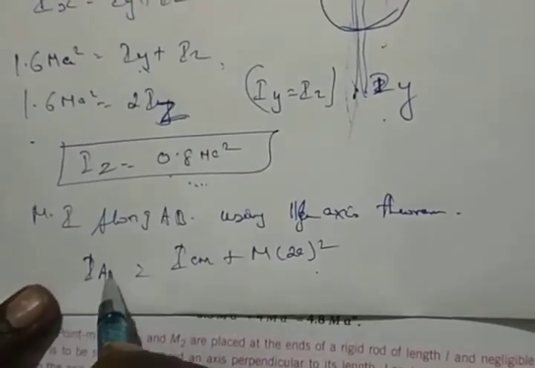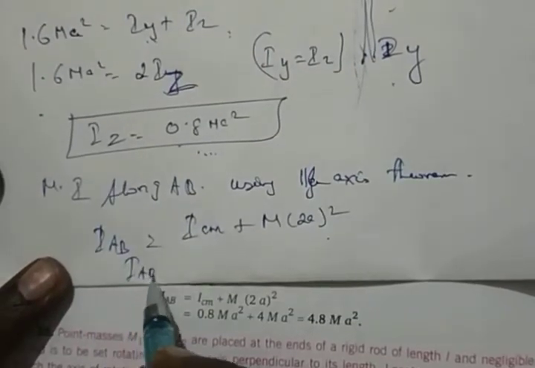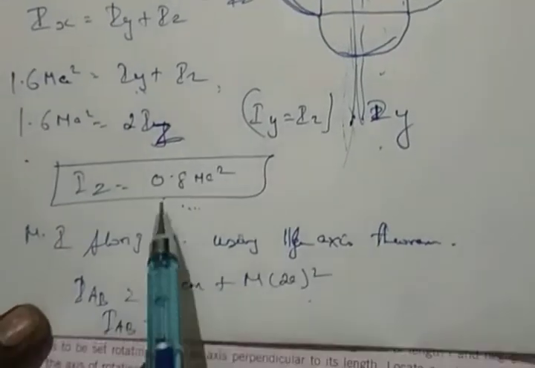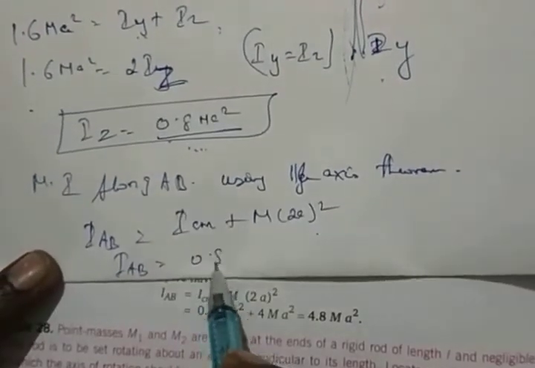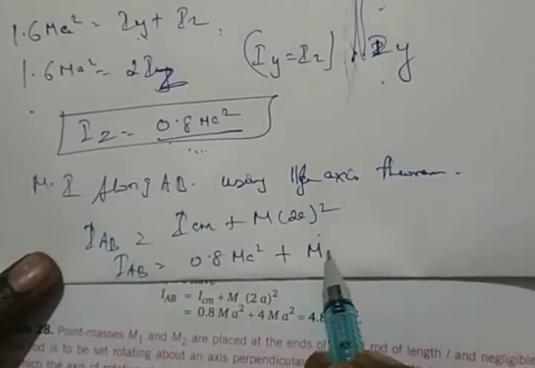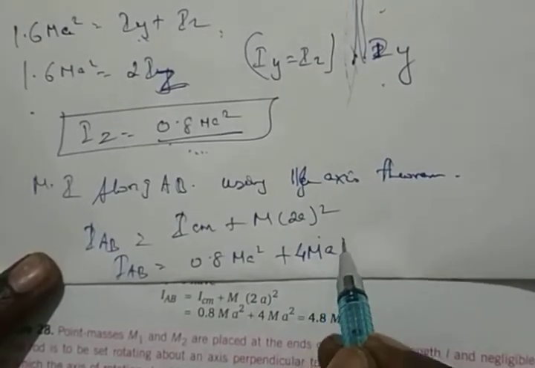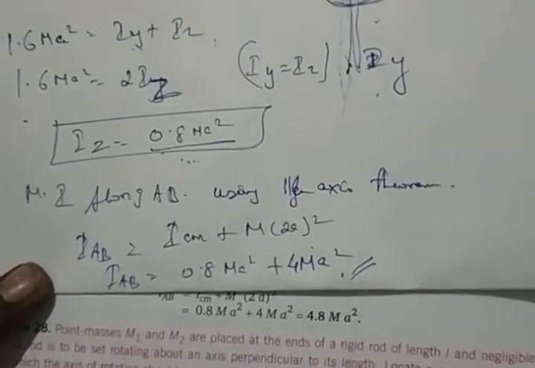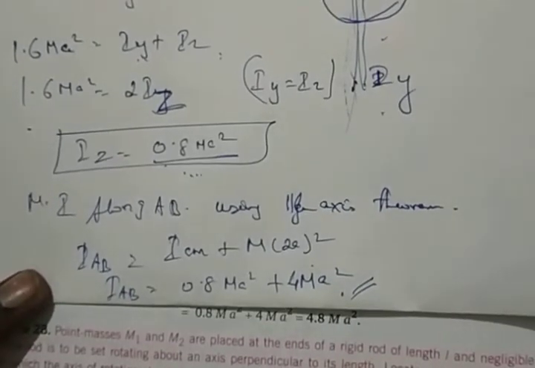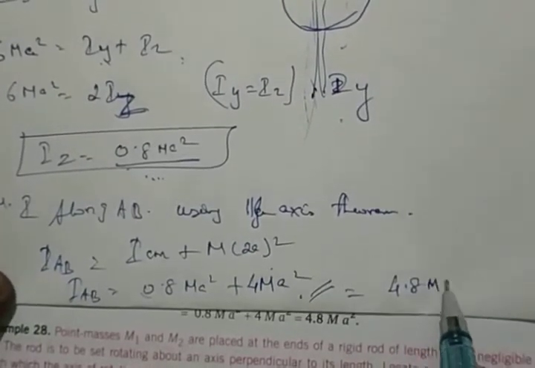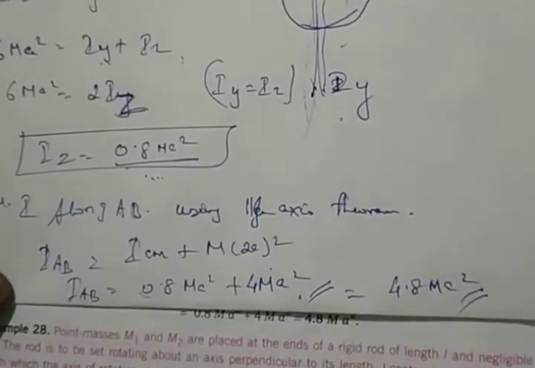So I along AB is going to be equal to, what is I center of mass? The moment of inertia along the center of mass is this value, 0.8 ma square, plus m into 4a square. With this it goes over, right? If you add this, it is going to be 4.8 ma square, which will be the answer. Pretty simple.